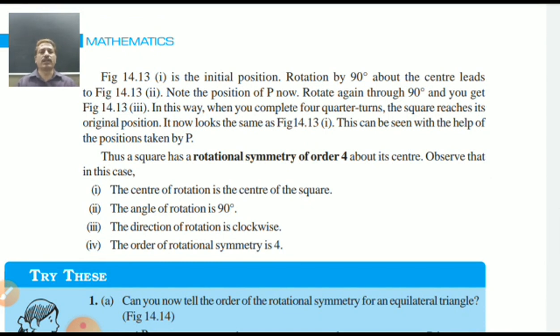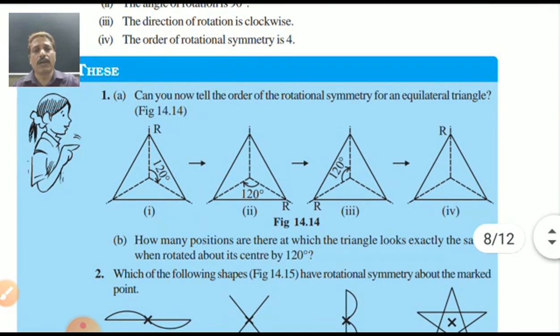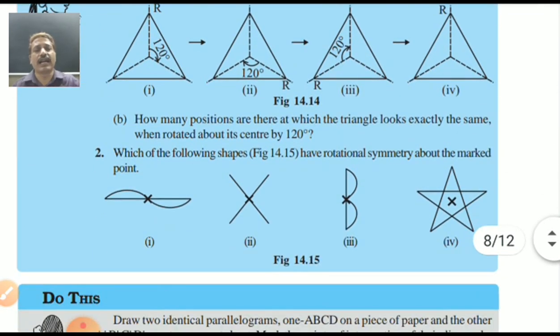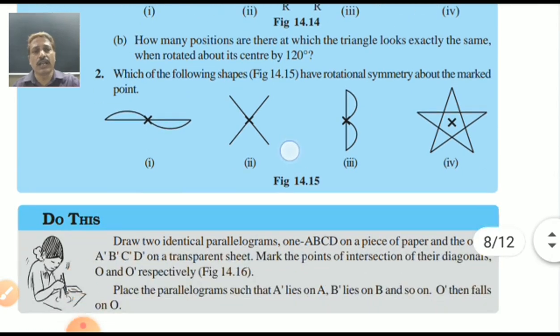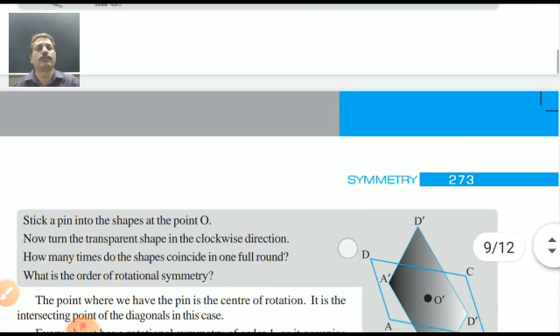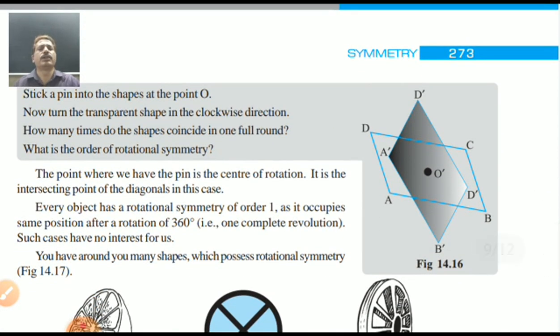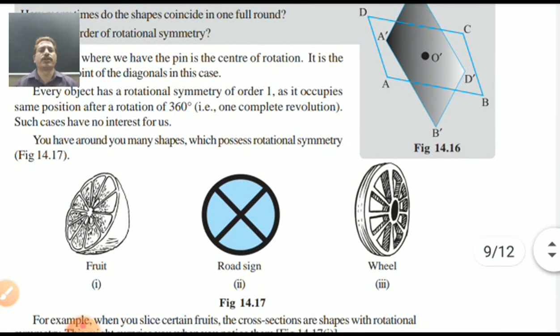So rotational symmetry order 4. Order 4 means 360 degree. Be careful. It will give us back the original one. See the triangle pictures, X, B, star or anything you can take. Good. See one more interesting thing. A fruit, a road sign or a wheel.